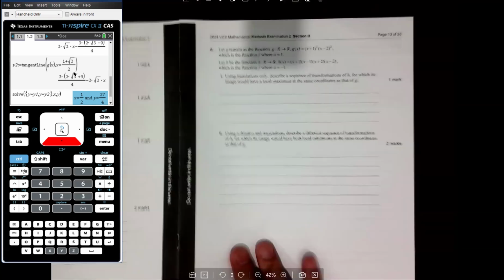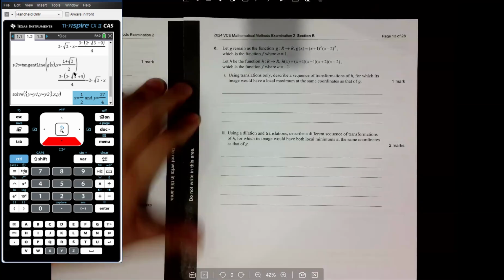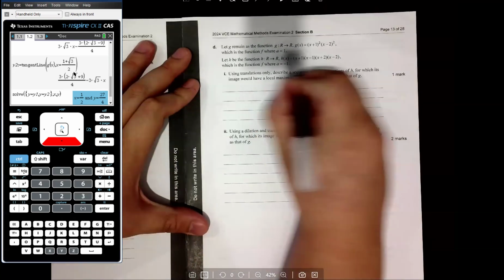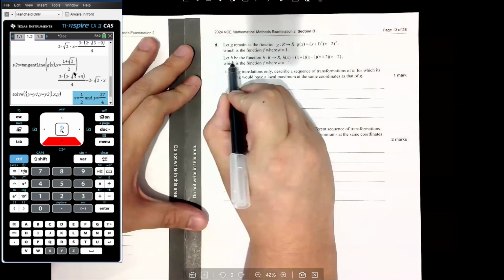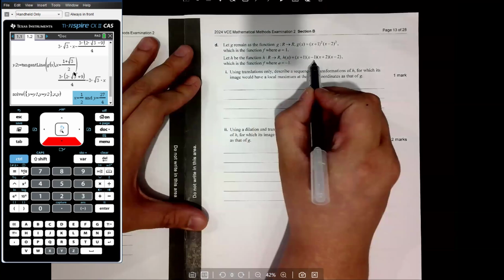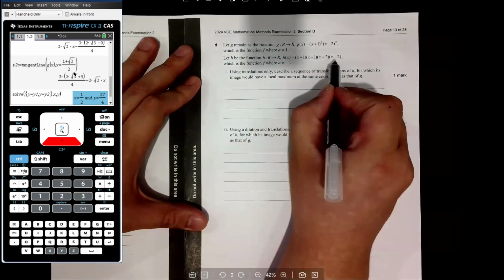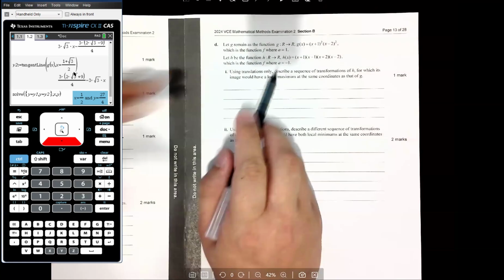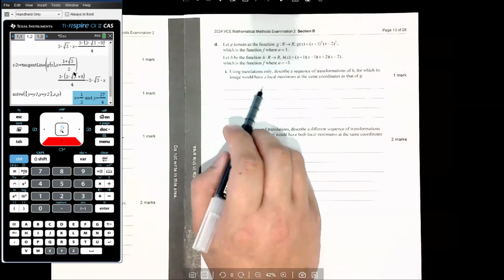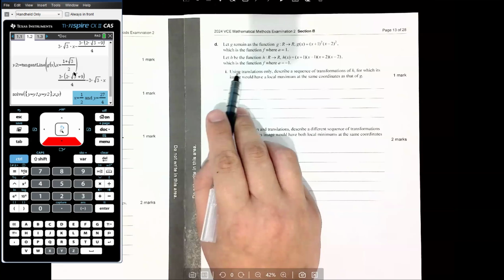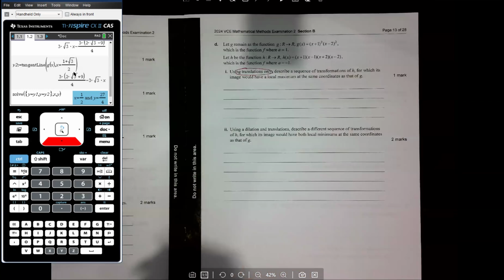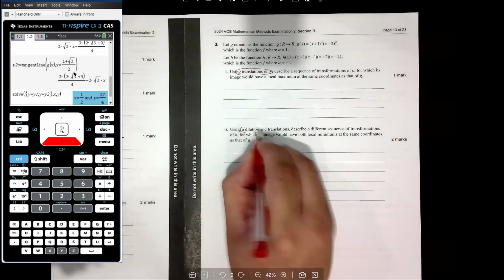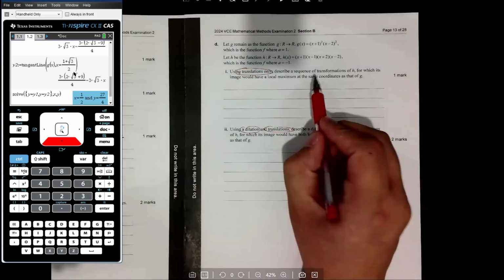And the next part, let g remain this function for all real values, which is the function f where a equals 1, and h be the function like this, x plus 1, x minus 1, x plus 2, x minus 2. And we would like to do some transformations. Part 1 says using translation only. Translation means only the movement, left, right, up, down, okay? And the second part says a dilation and translations. So the first part, we want the sequence of transformations of h.